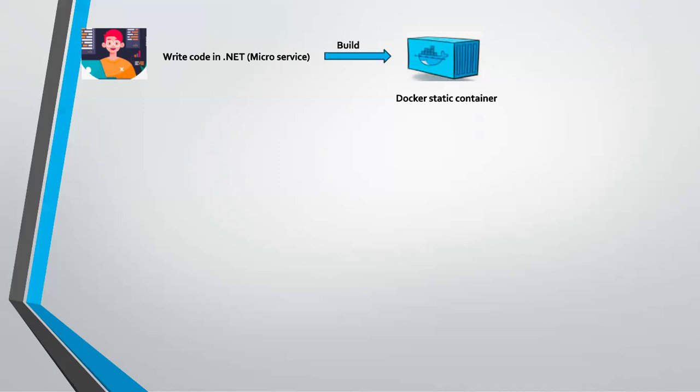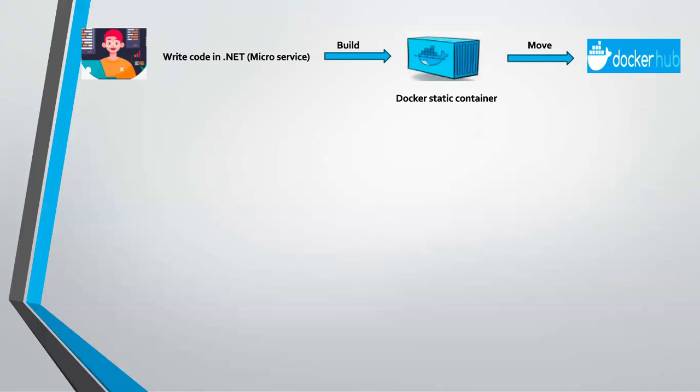That image we call a static container. Don't get confused. Once you build your .NET application, we are not running a container, but we are creating a container. That container we call a static container. Once you have created a static container, we will move it to a private repository. Here I am taking the example of Docker Hub. You build the application, create a static container, and move that container to Docker Hub.